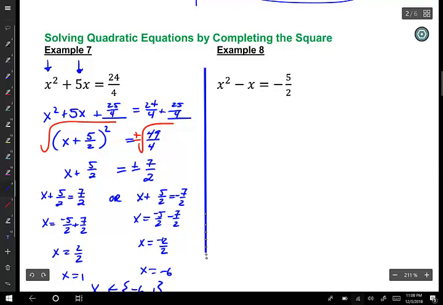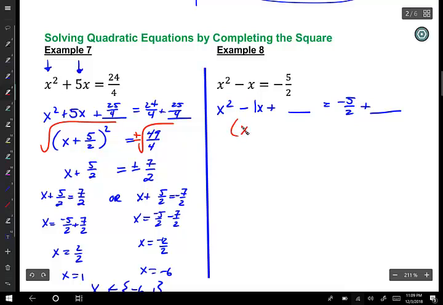Example 8. Here we have a b term of 1x. And so we're going to have half of the 1 and then square that and add it to both sides. So half of 1 obviously is 1/2. So we're going to square that and add it to both sides. So I'm going to add a quarter to both sides. I need to change this 5 halves into quarters. So that's going to be 10 fourths plus 1/4.